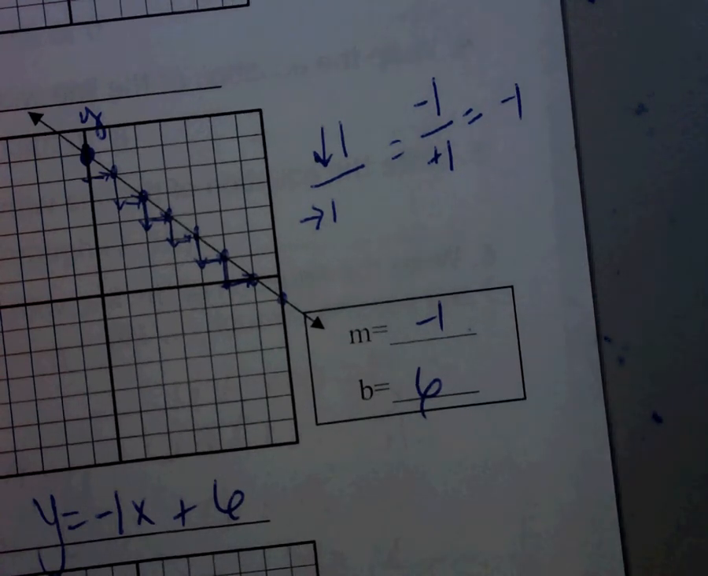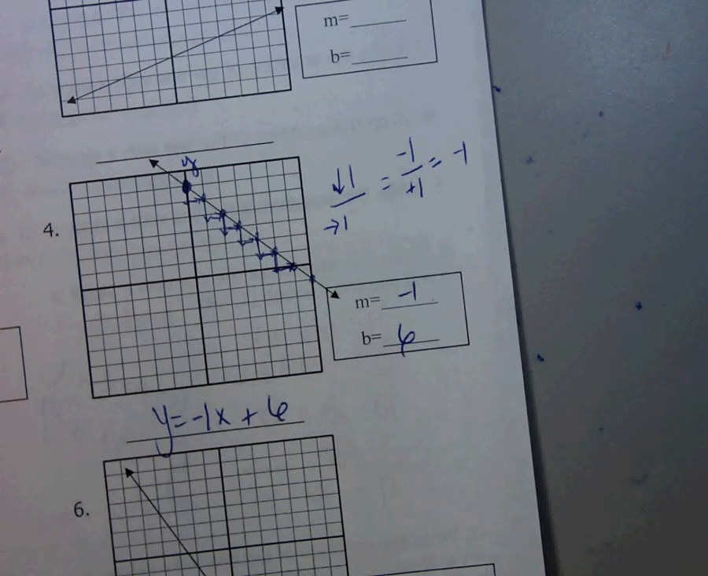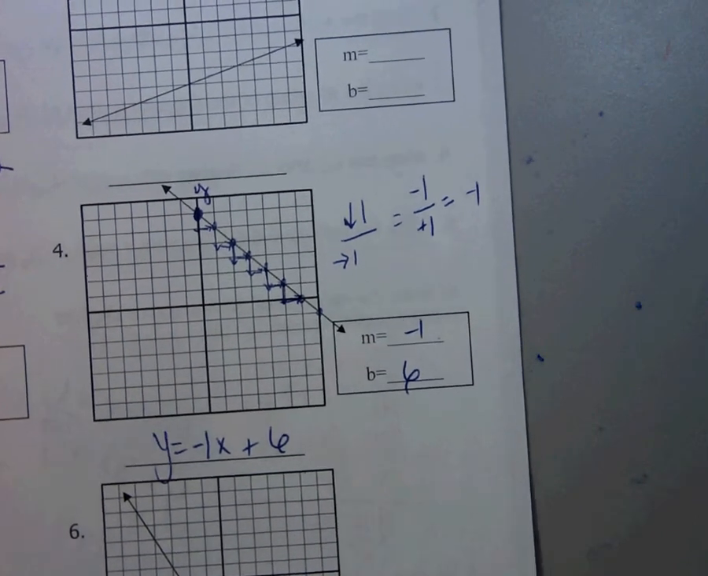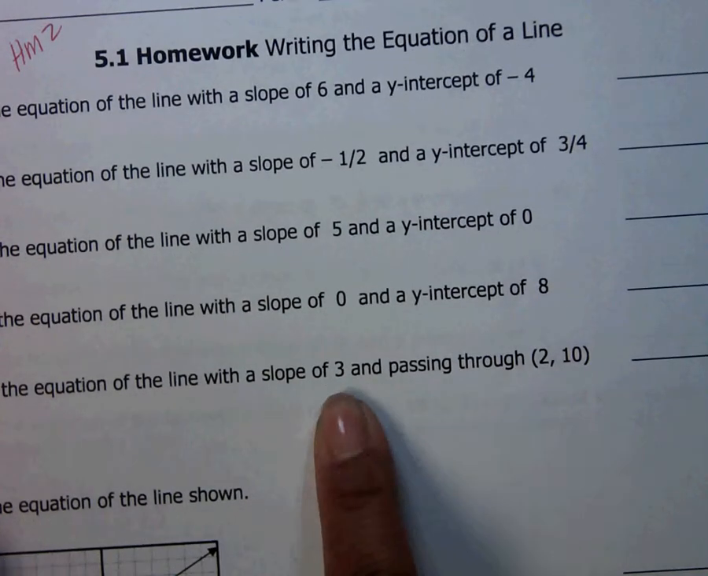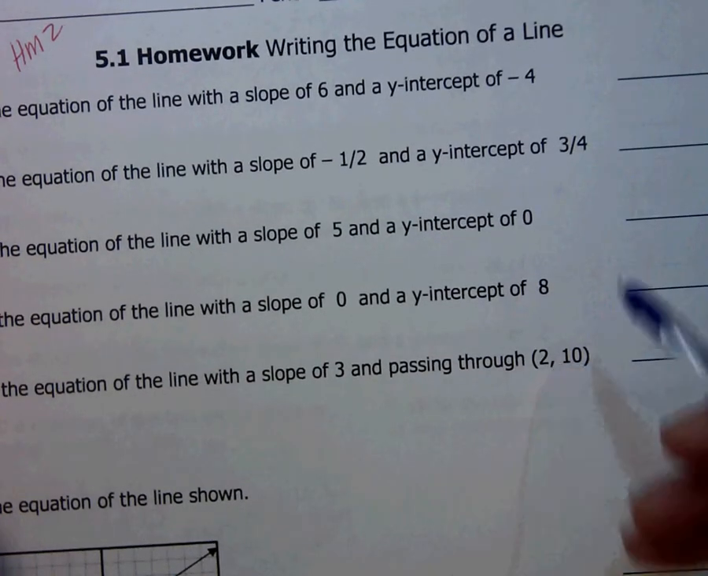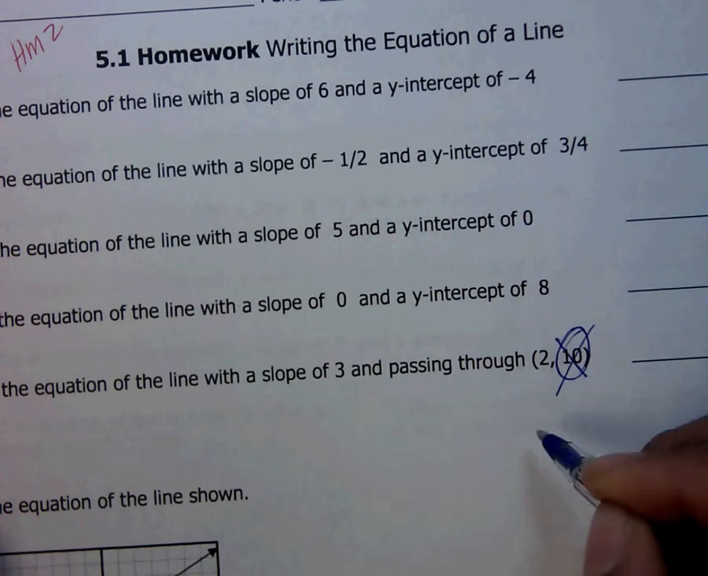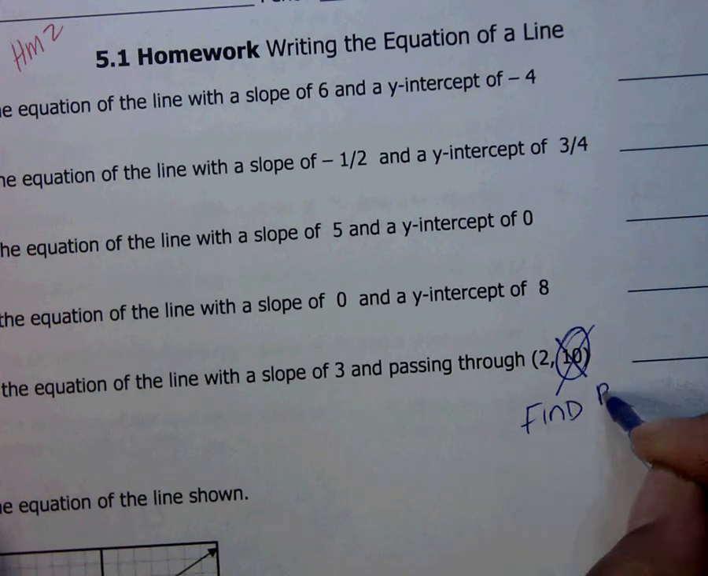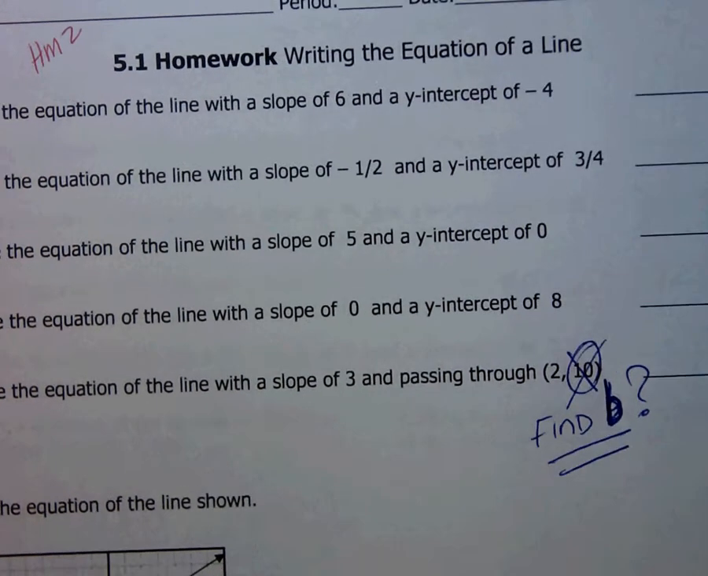You should have enough information to now do homework 2. When you look at homework 2, be careful here. On number 5, do not write 3x plus 10. This is not b. You have to find b. I should write that lowercase. You need to find b. All right.